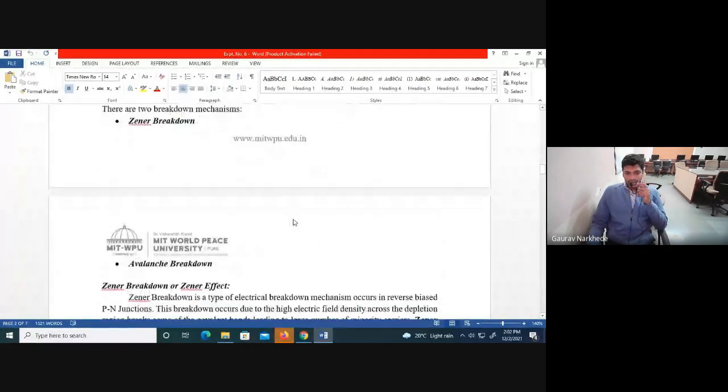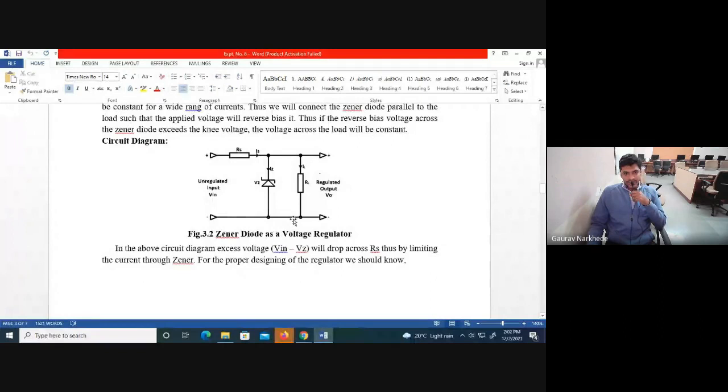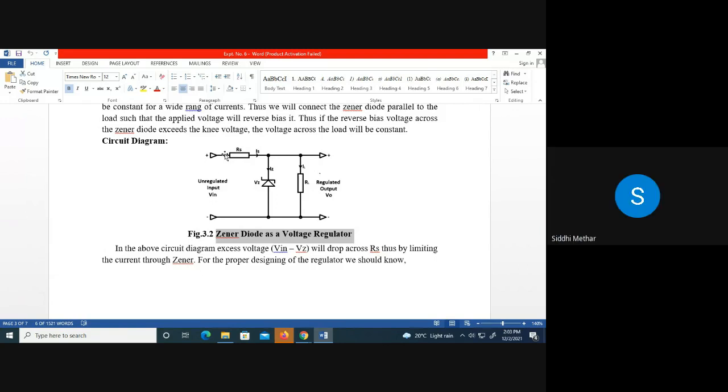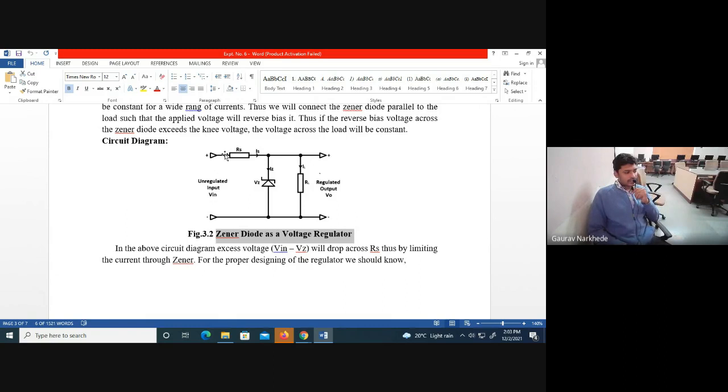Now as discussed in the theory lecture, this circuit diagram is of Zener diode as a voltage regulator. What is RS? Resistor in series. That is called your series resistor. And what is the function of RS? Why are we using RS? To limit the current so that the device will not get damaged. Correct. This resistor will limit the current, and it is also called the current limiting resistor. What is RL? RL is nothing but your load resistance.